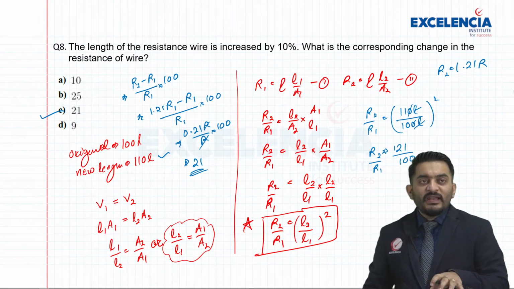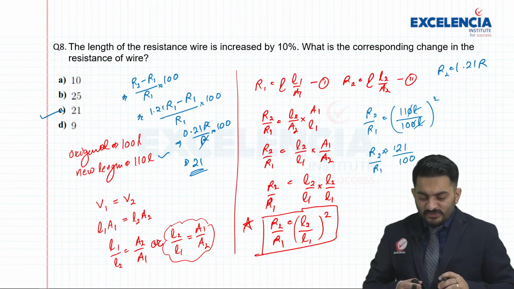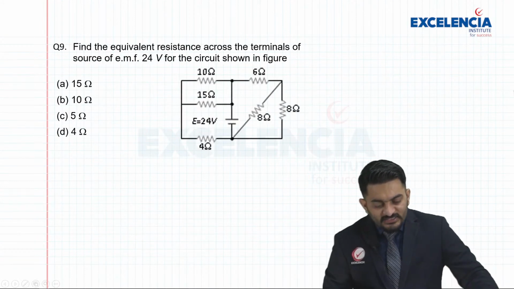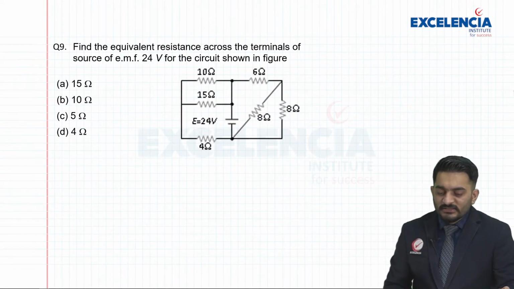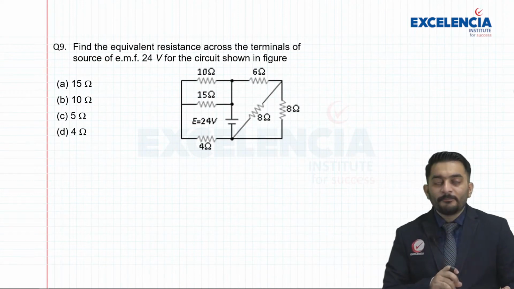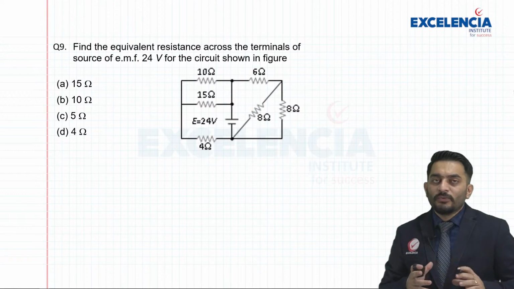Okay, now guys, let's move on to the next question. The next question which we have over here is question number 9, which says find the equivalent resistance across the terminal of the source of EMF. Okay. The question is about R equivalent.